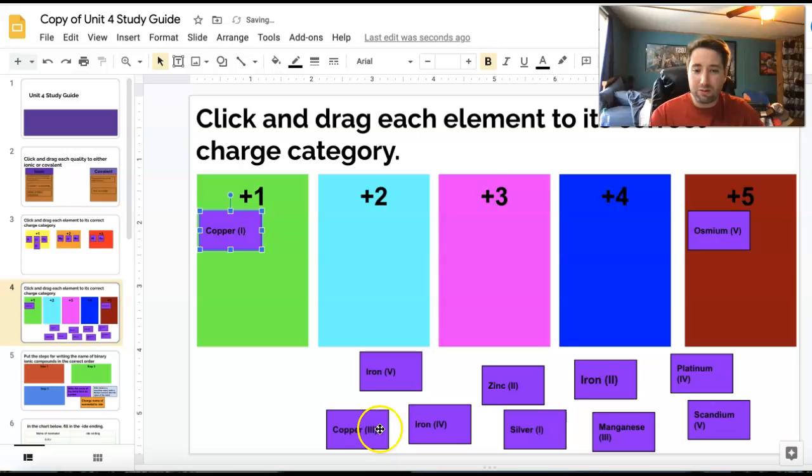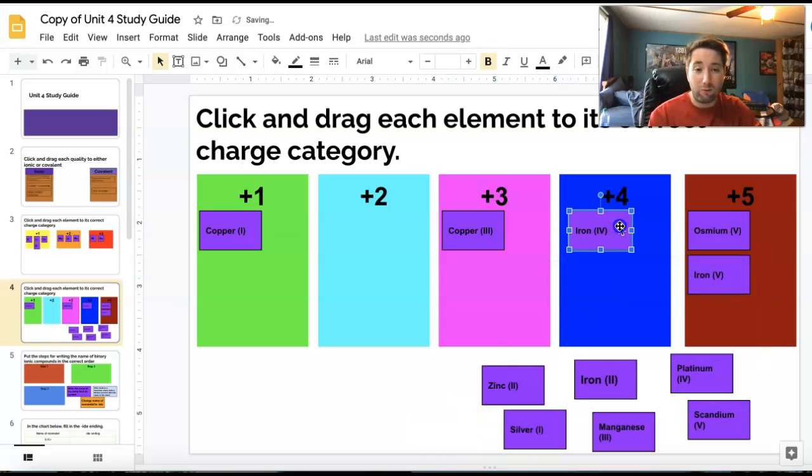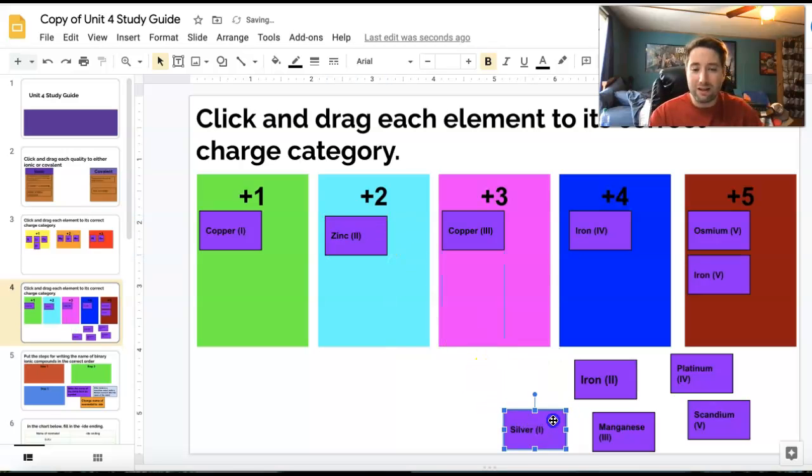Alright, copper, this one's going to be 3, copper 3, so we're going to put +3. Alright, iron's got a V, which means it's got to go over here in 5. Alright, iron, this one has a 4. IV is 4, so we're going to click and drag that one to the 4. Alright, zinc is going to be right here, where it says 2, +2. Alright, silver has an I, and that's 1.